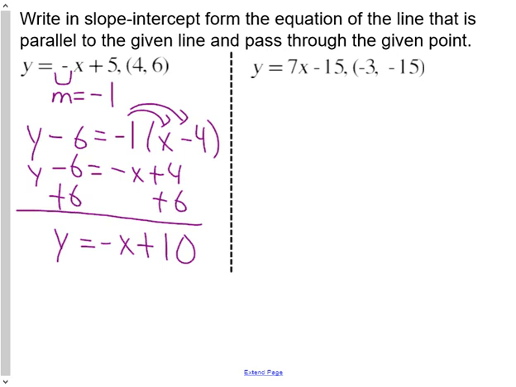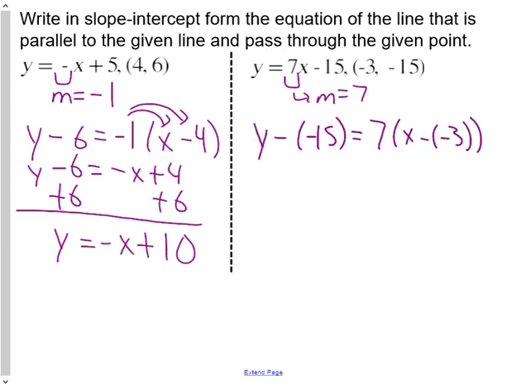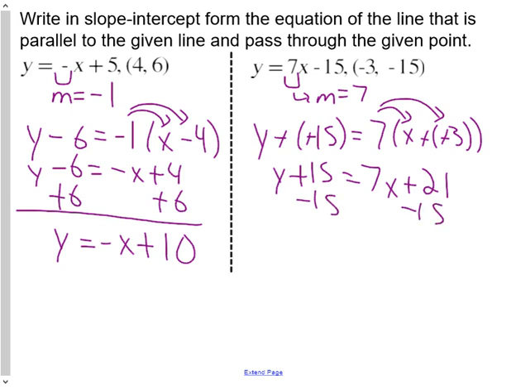Last one, y equals 7x minus 15. We just want the 7, and we're going to plug in the rest of our information. Y minus negative 15 equals 7x minus negative 3. Double negatives give us positive. Multiply our 7 into them. 7x. 7 times 3 is 21. Y plus 15, and subtract the 15.